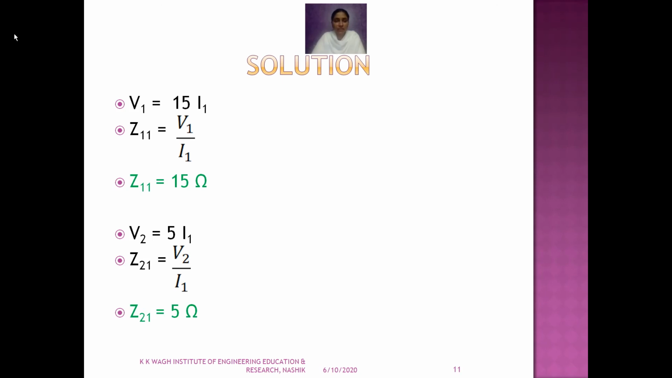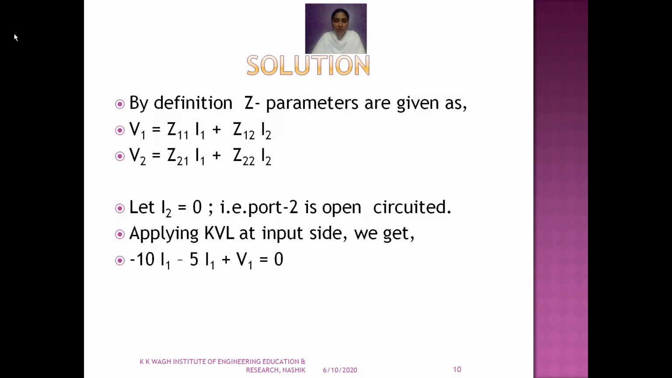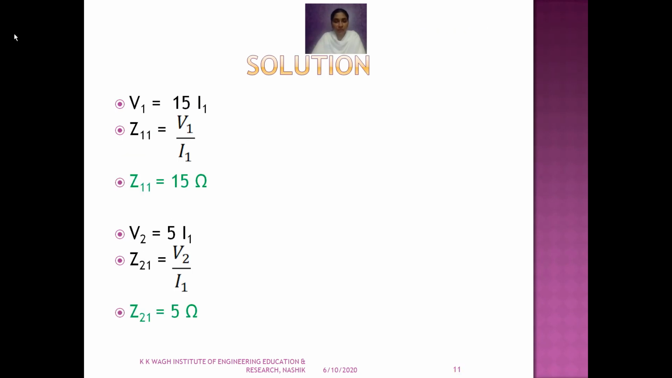So V1 is coming out to be 15 I1, and we know by definition Z11 is V1 upon I1, that is Z11 is 15 ohm. Again, from the equation in the loop, if I2 is 0, what will be voltage V2? It will be the same as the voltage across the 5 ohm resistor. So can I say V2 is equal to 5I1? And if V2 is equal to 5I1, Z21 is V2 upon I1, that is 5 ohm in this case.